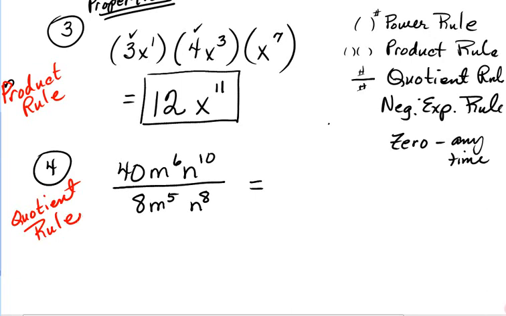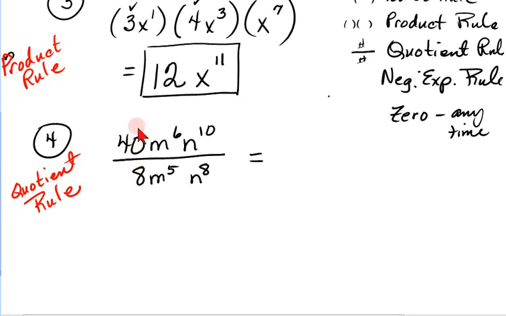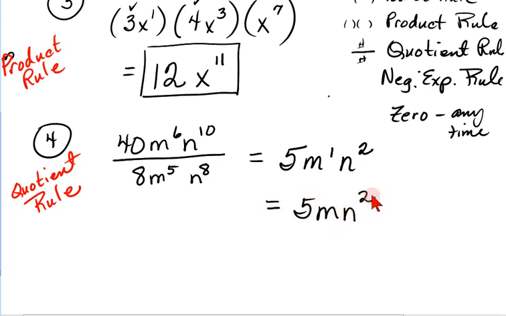All right, with the numerical coefficients, all I'm going to do is divide. 40 divided by 8 is 5. Now the m's. I'm going to have a power of m here. What do I do with the 6 and the 5? Subtract. So I get a 1. 6 minus 5 is 1. What do I do with the n's? Subtract. 10 minus 8 is 2. You will not see an answer written exactly like this. How will you see it written? Yes, 5m n to the second.